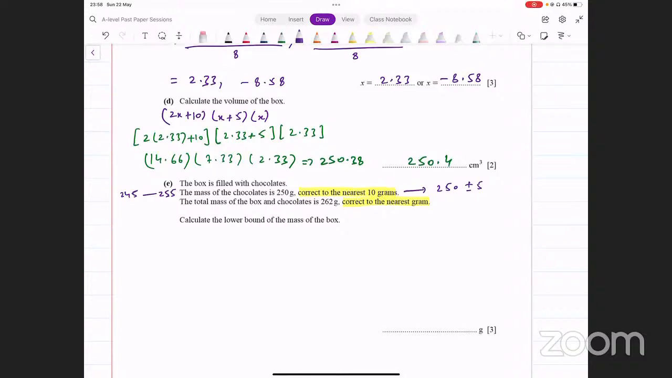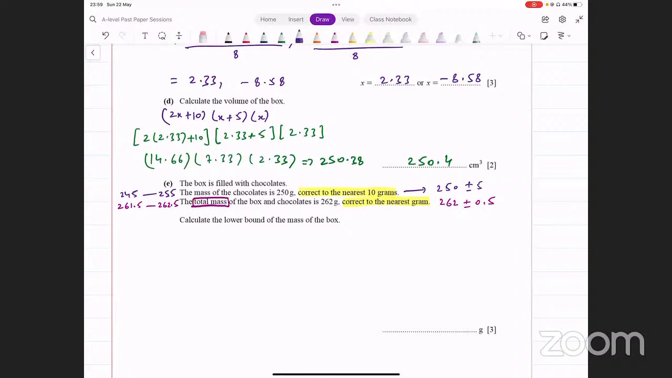Now what is the second thing we have? We've got the total mass of the box and the chocolates. That's given to the nearest gram. What is half of the nearest gram? Half of 1 gram is 0.5. So that's basically going to be 262 plus minus 0.5. That means the total mass of the box and the chocolates can be from 261.5 to 262.5.